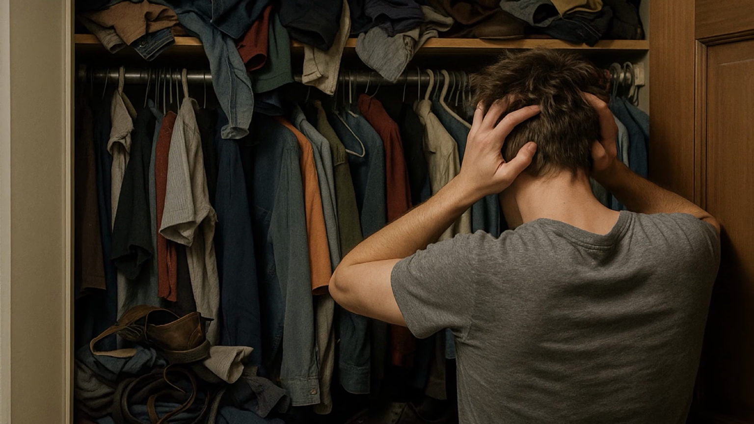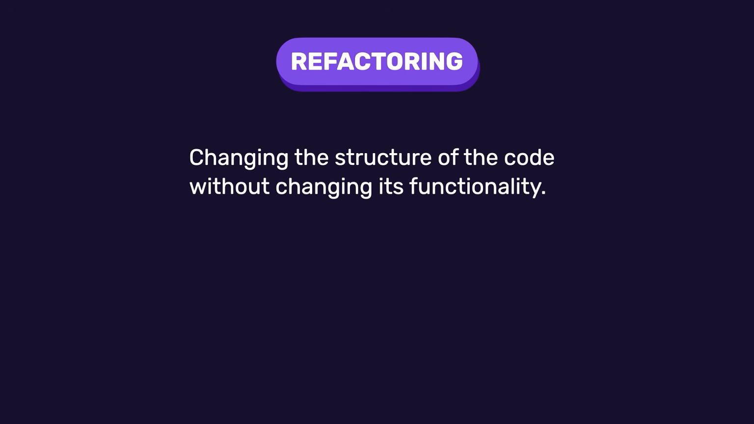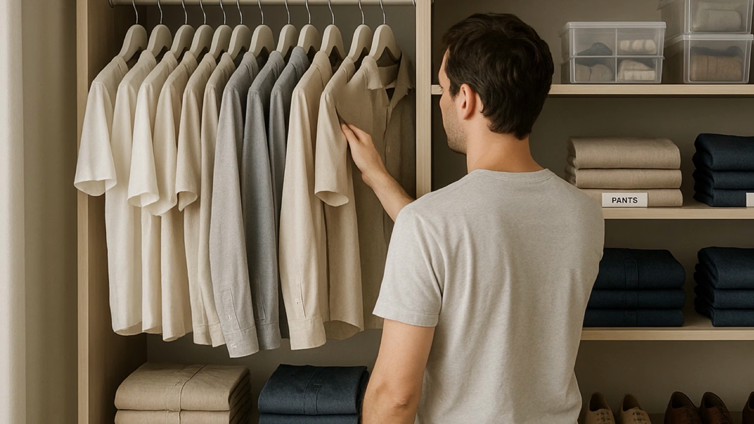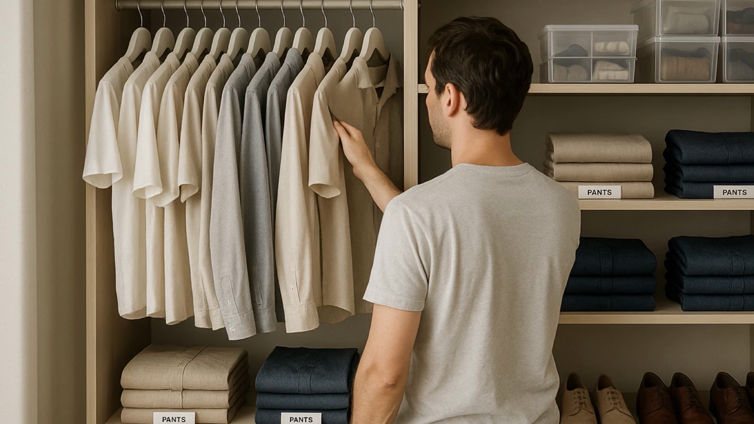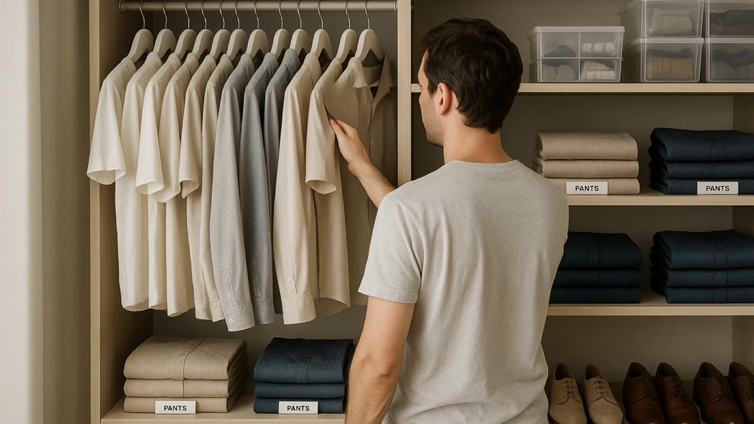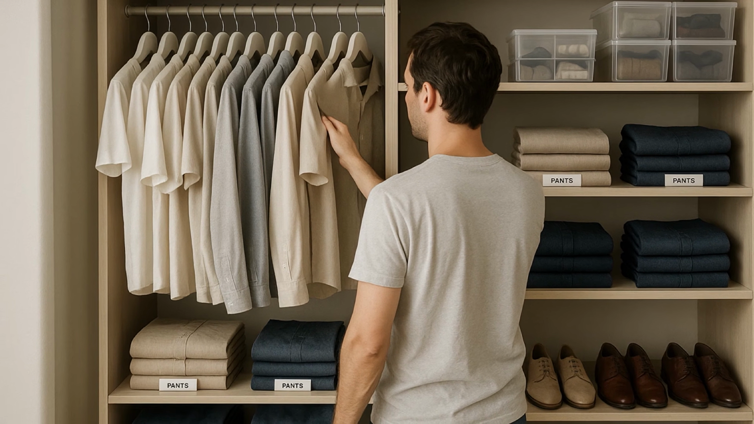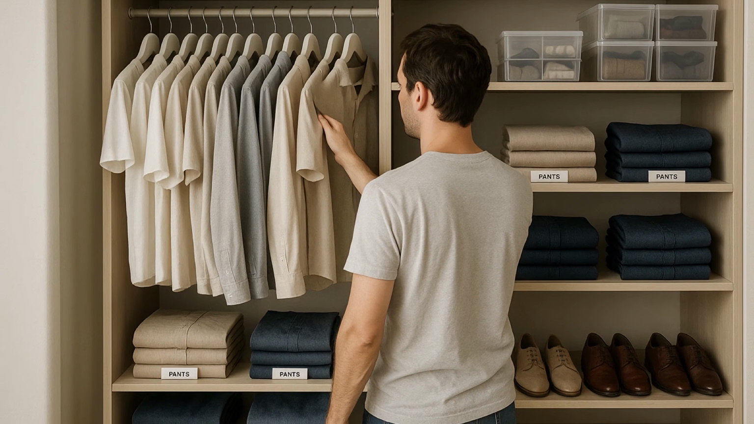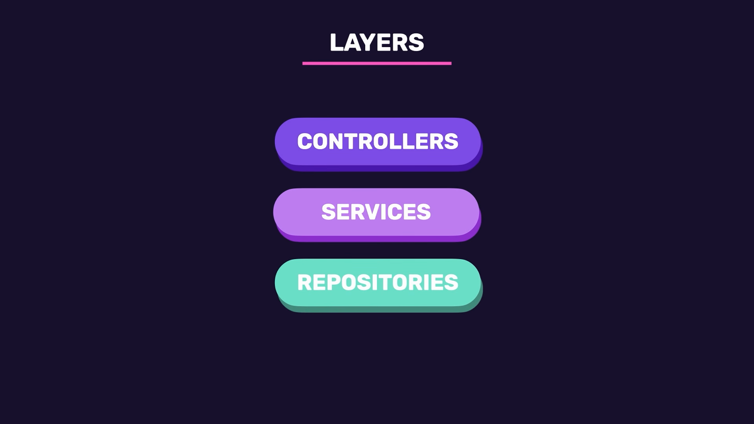So now we're going to refactor or reorganize our code. Refactoring means changing the structure of the code without changing its functionality. It's like reorganizing a chaotic closet. We're not going to add or remove clothes. We're just going to move everything where it belongs. So we're going to have different sections where each section has one and only one purpose. So over the next few lessons, we're going to refactor our code and introduce a few layers into our application. Each layer will be focused and have a single responsibility.